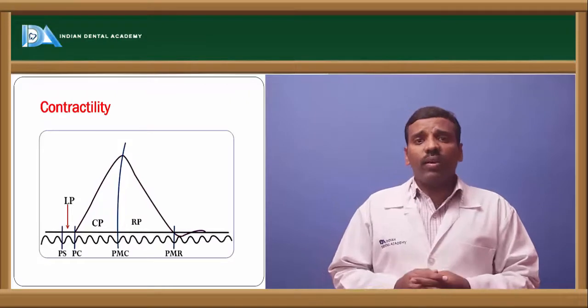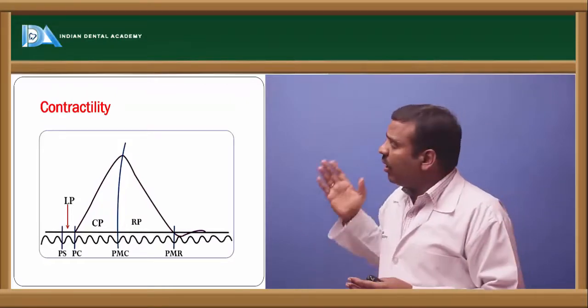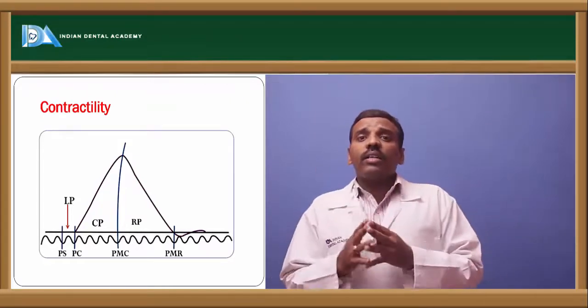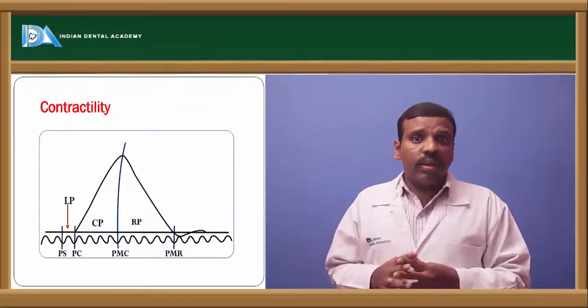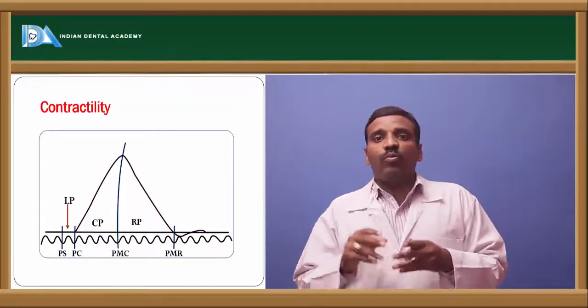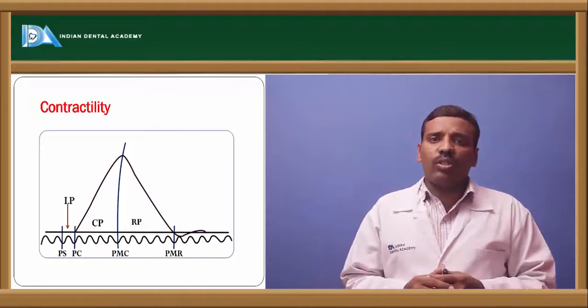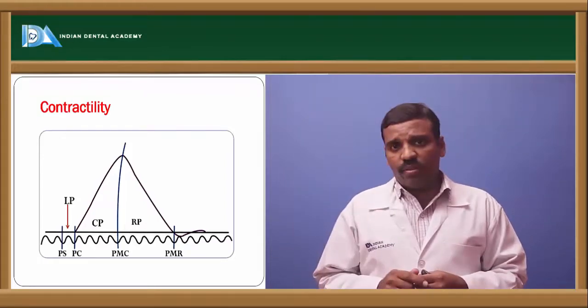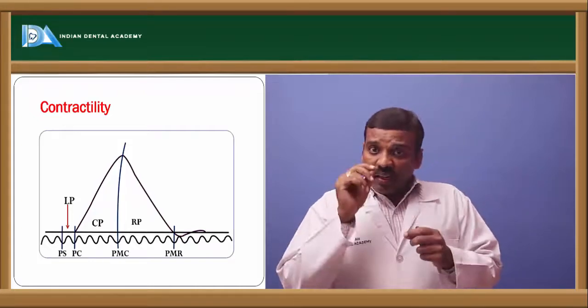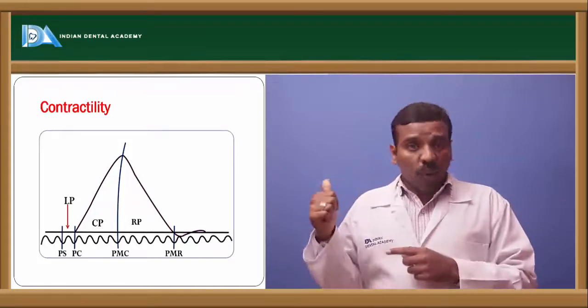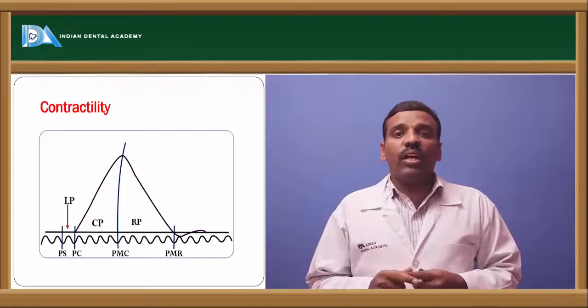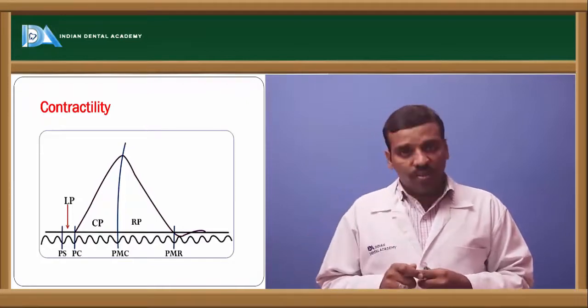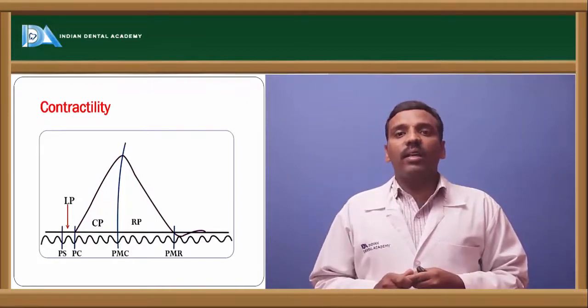By this threshold level of the stimulus, we get a record like this, and that curve is called the simple muscle curve. When we apply the normal level of the stimulus, we get the contraction like this. The response is called a simple muscle twitch. If we take the record of this, that is called the simple muscle curve.